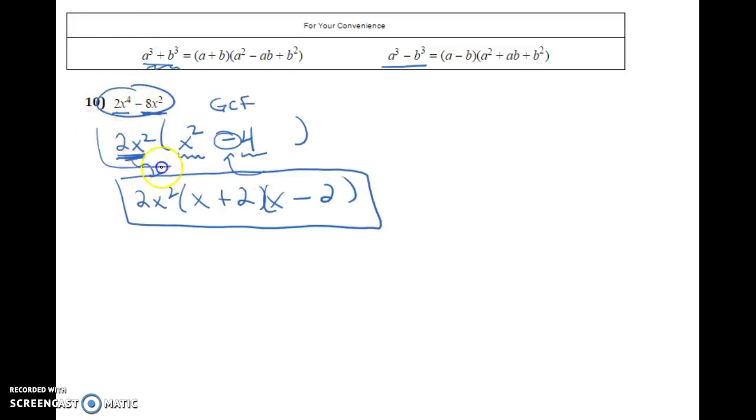So this answer up here is a good answer, but the best answer for full credit would be the one where you actually take this difference of squares that's going to pop up a lot on this test and take it a little bit further.